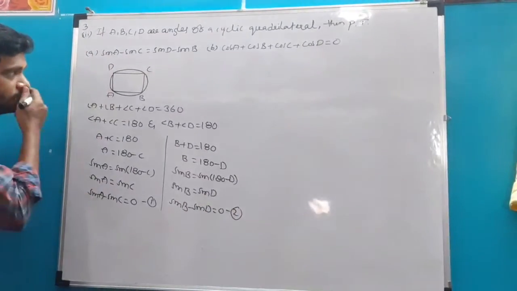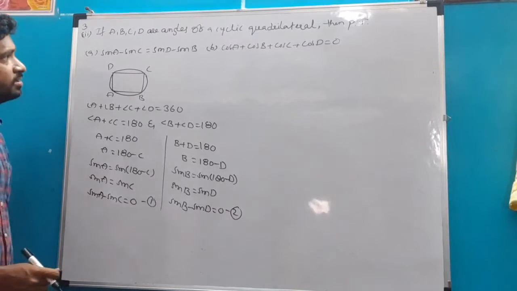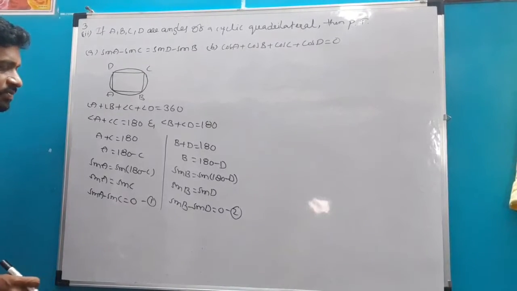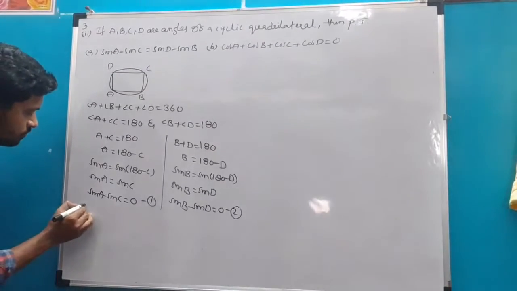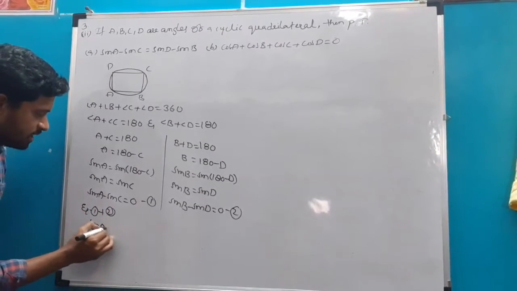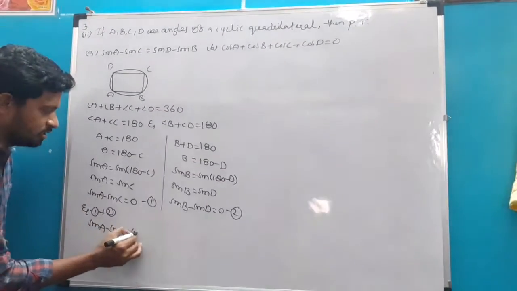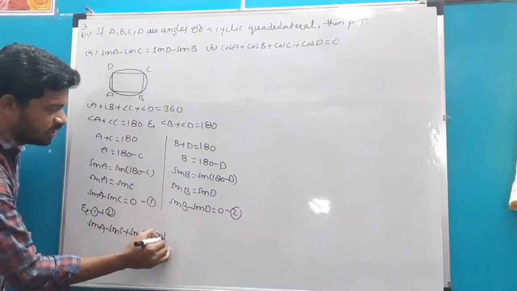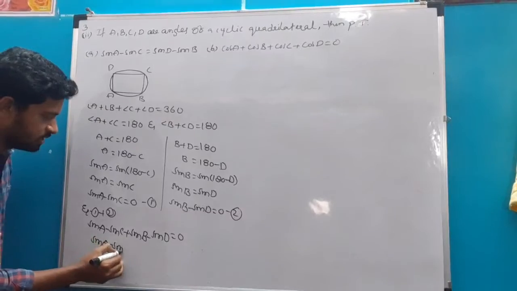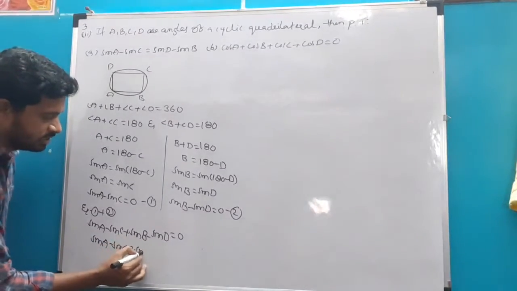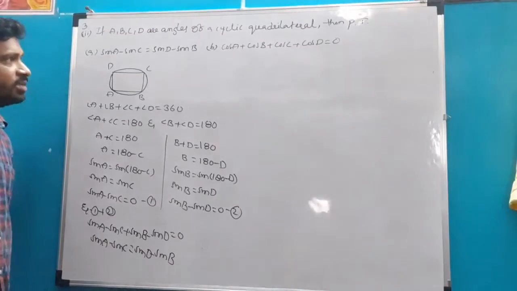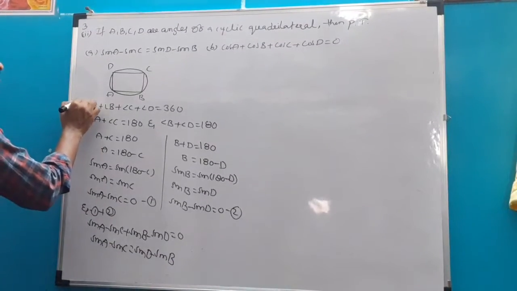So what is the required term? Sin A minus sin C, right? Sin A minus sin C equal to sin D minus sin B. Add these equations 1 and 2. Equation 1 plus 2. Then what will the value become? Sin A minus sin C plus sin B minus sin D equal to 0. What is the required term? Sin A minus sin C. By taking to the right hand side, it will become sin D minus sin B. That is the first one. So this is the A.